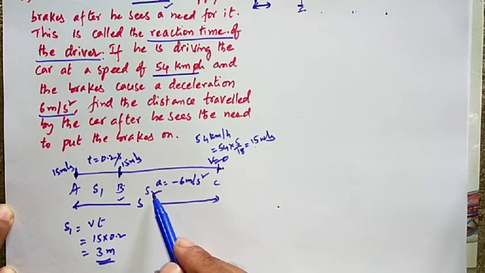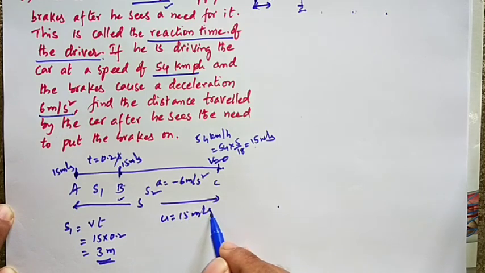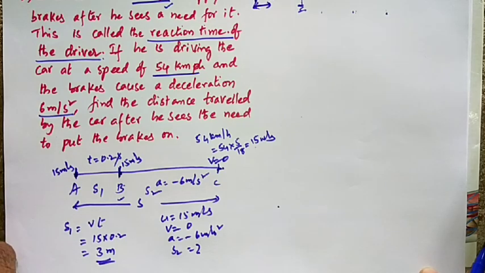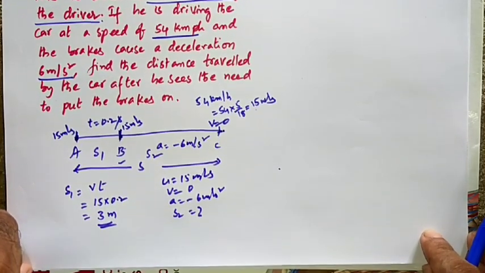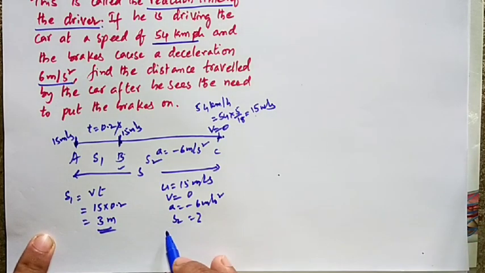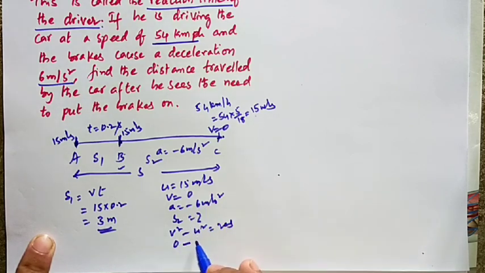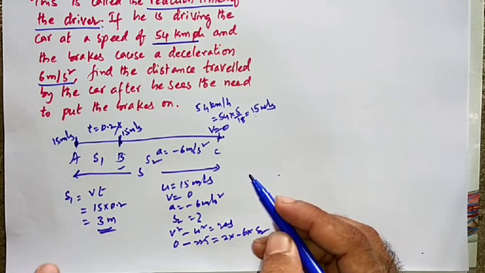See here for S2, what data do we have? U is 15 meters per second. V is 0. A is minus 6 meters per second squared. And S2 we need to calculate. Which formula can I use? V squared minus U squared is equal to 2aS. Yes or no? Right, very good. V squared is 0 minus U squared, 15 squared is 225, equal to 2 into minus 6 into S2. Let us simplify this.